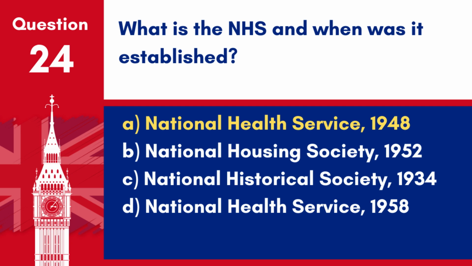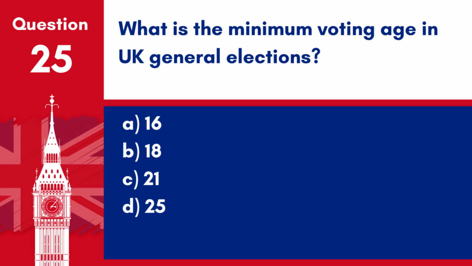The NHS, or National Health Service, was established in 1948 as the healthcare system of the UK, providing a wide range of health services. Question 25. What is the minimum voting age in UK general elections? A. 16. B. 18. C. 21. D. 25. Answer: B. 18. The minimum voting age in UK general elections is 18 years.